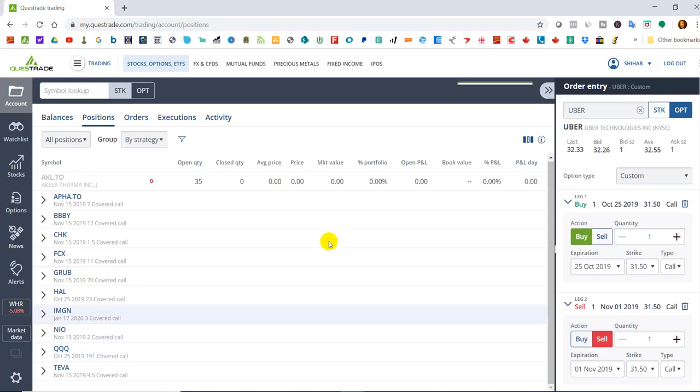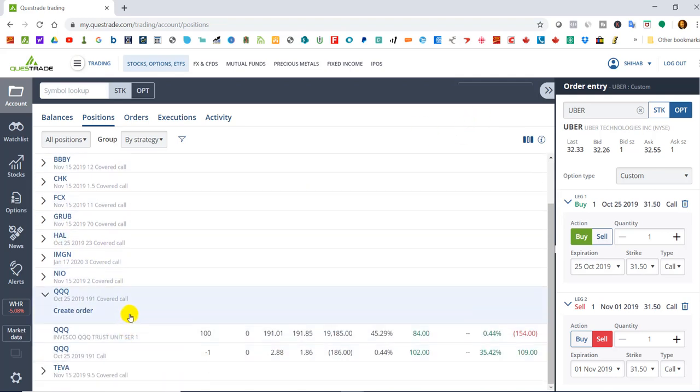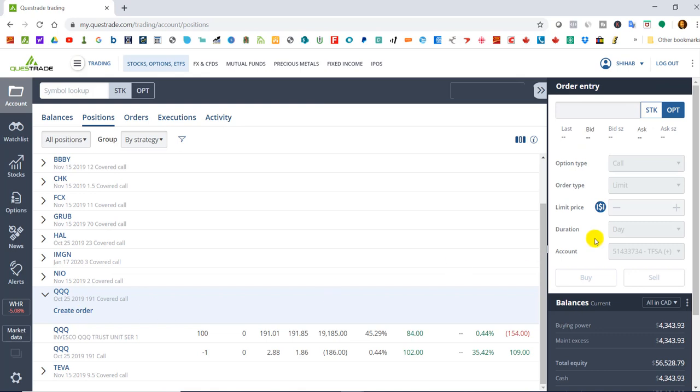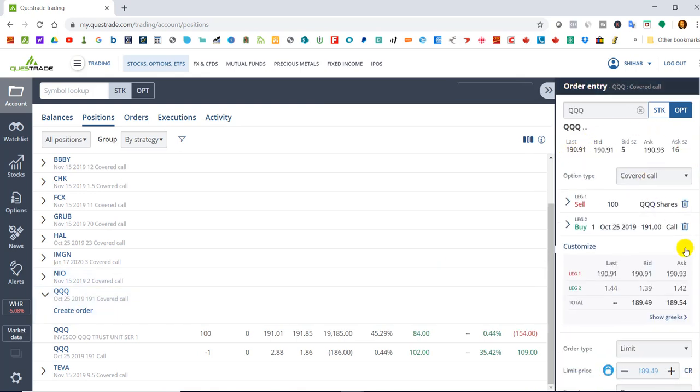Besides that, nothing special in my TFSA, nor my RSP. The QQQ though dropped hard. It was trading at 193. Now it's trading at 191.85. And I think even after market, it's trading at 190. But that's kind of cool because my strike is 191.